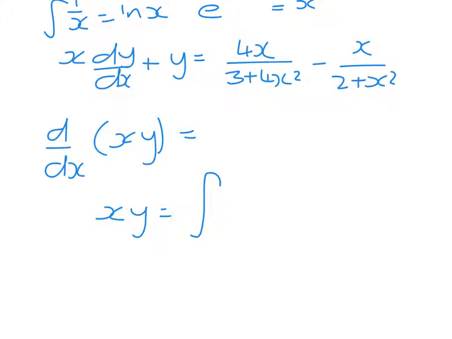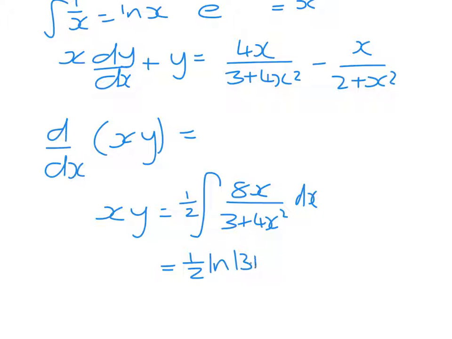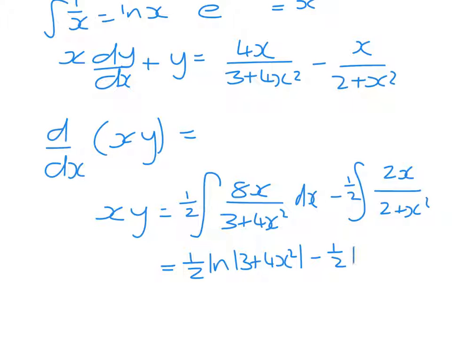I have 4x squared on the bottom. If I differentiate that, I get 8x. So if I make my top 8x, I want half of that. I now have a function and its differential, so when I integrate it, I'm going to get the natural log of 3 plus 4x squared. If I repeat this with the next integral, I want to have 2x on the top, which means I have to multiply by a half, so I have minus a half the natural log of 2 plus x squared. So x times y equals, and then our constant of integration.